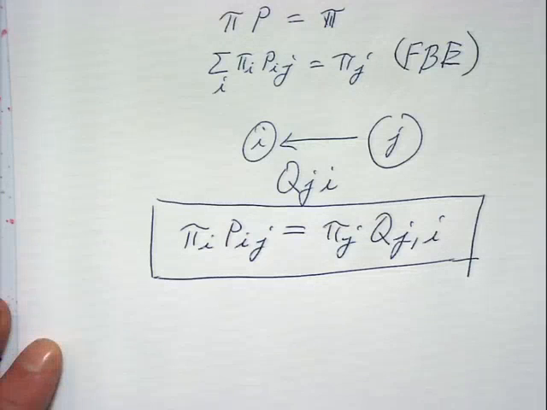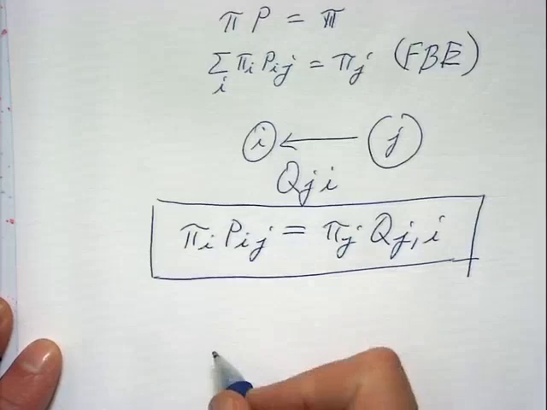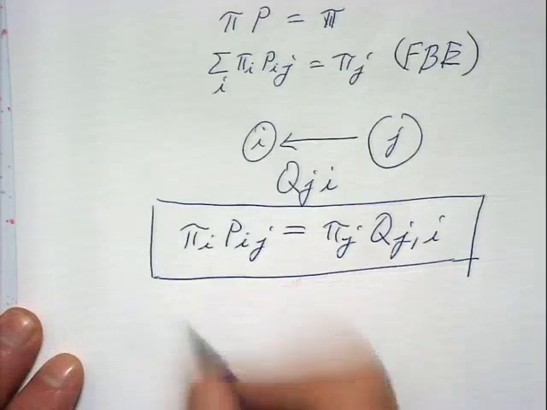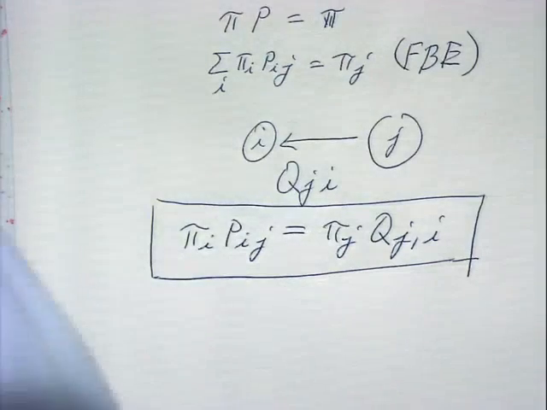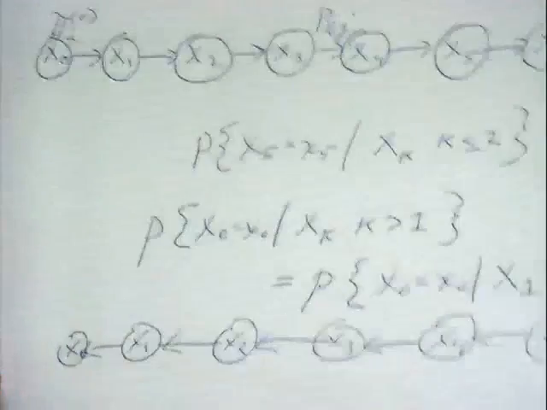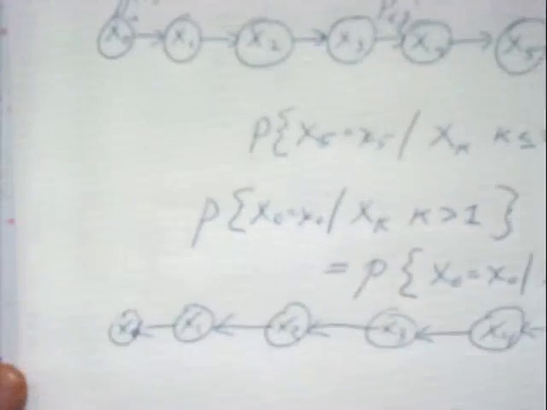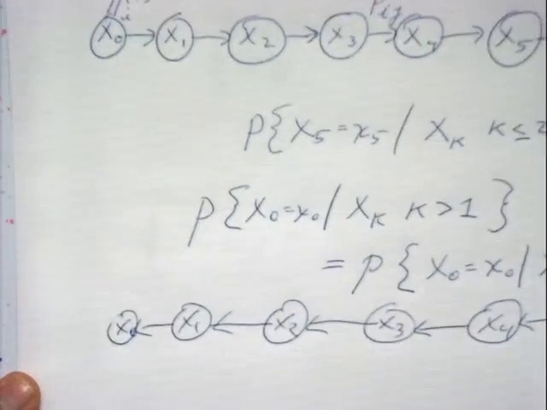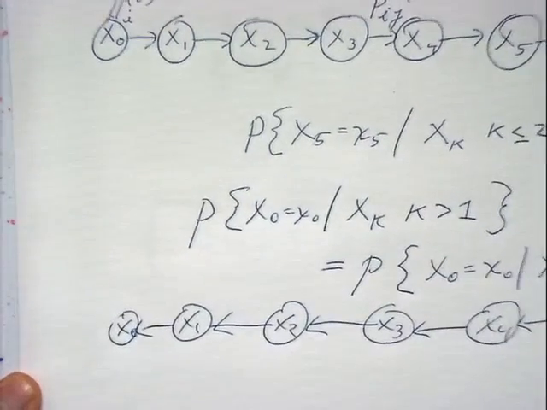It may be the case that the forward Markov chain and the reverse Markov chain might have the same transition probabilities. It might be the case, yeah.